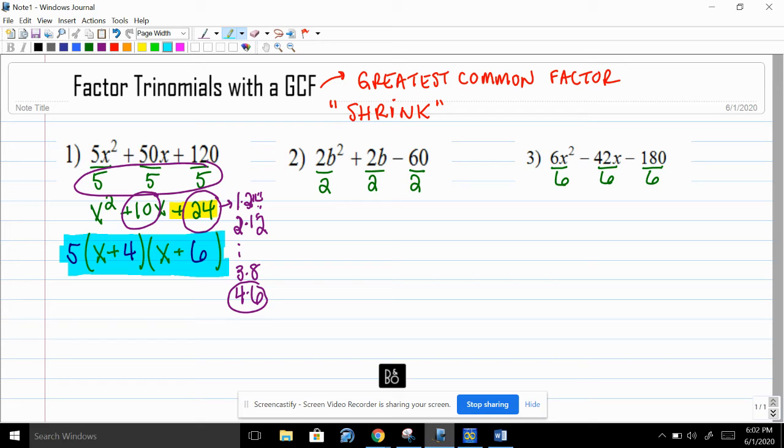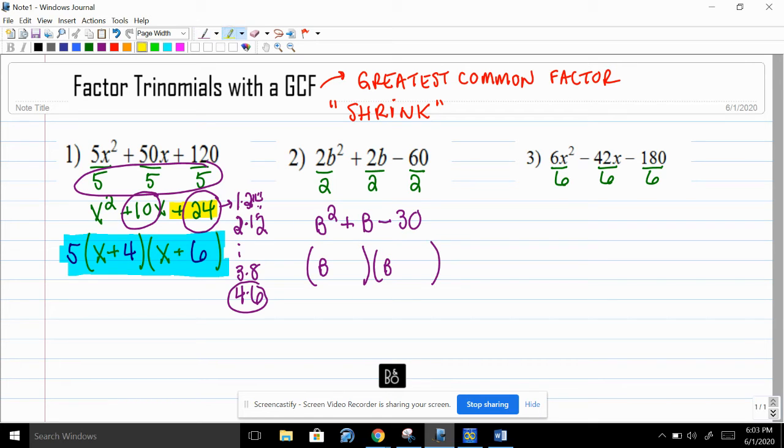In number 2, I shrunk by a 2, so 2 divided by 2, that's going to be a 1b squared, plus 2 divided by 2, that's going to be a positive 1b. Ones I don't need to write. Minus 60 divided by 2 is 30. Again, I ended up with a problem with a leading coefficient of 1. So I make my earmuffs, right? Now I've got b's.